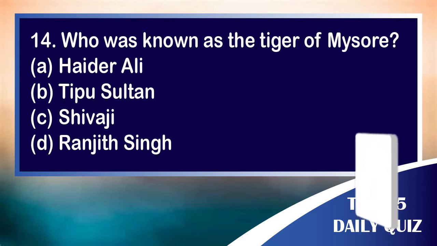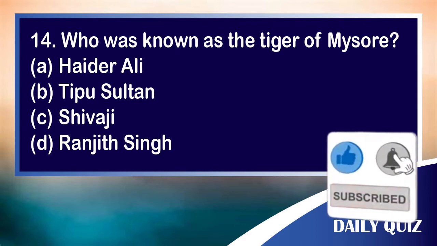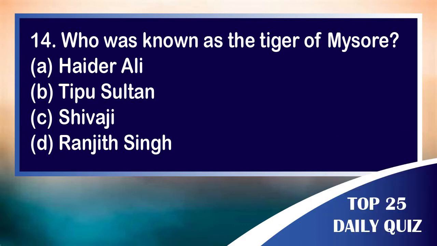Question 14. Who was known as the Tiger of Mysore? Option A, Hyder Ali. Option B, Tipu Sultan. Option C, Shivaji. Or option D, Ranjit Singh. The correct answer is option C, Shivaji.